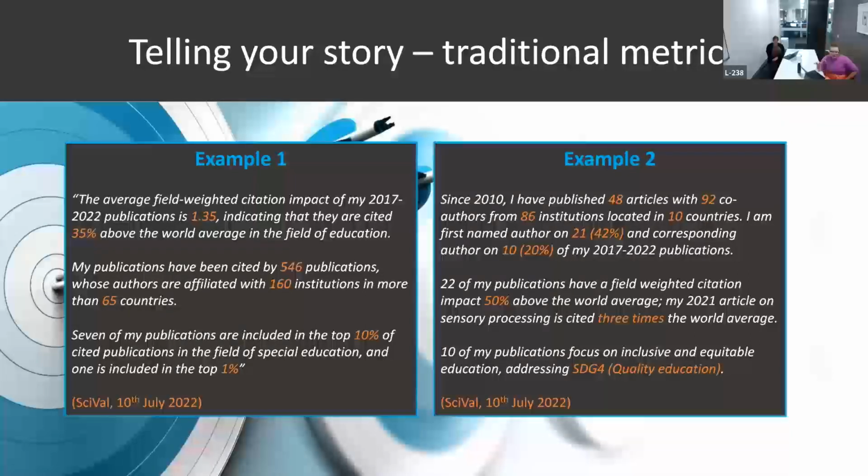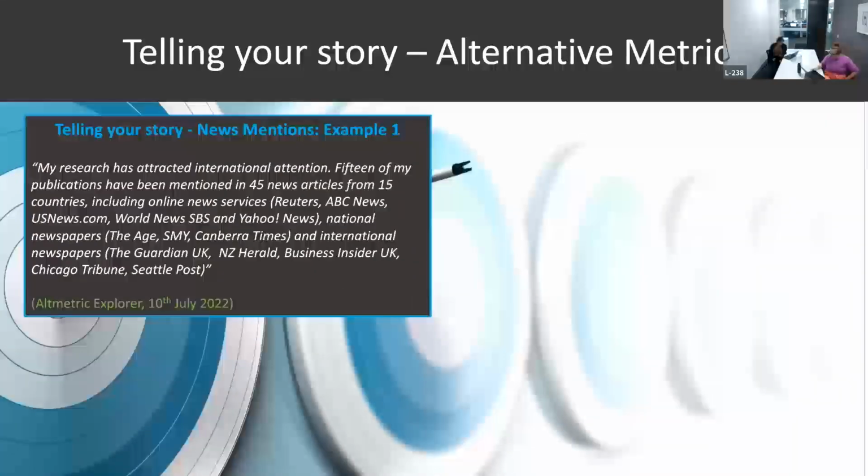And then lastly, we've got 10 of my publications focus on inclusive and equitable education, addressing the UN Sustainable Development Goal number 4, which is quality education. And you can see at the bottom, we've got SciVal and the date that we had a look at those metrics. So always good to include that information.